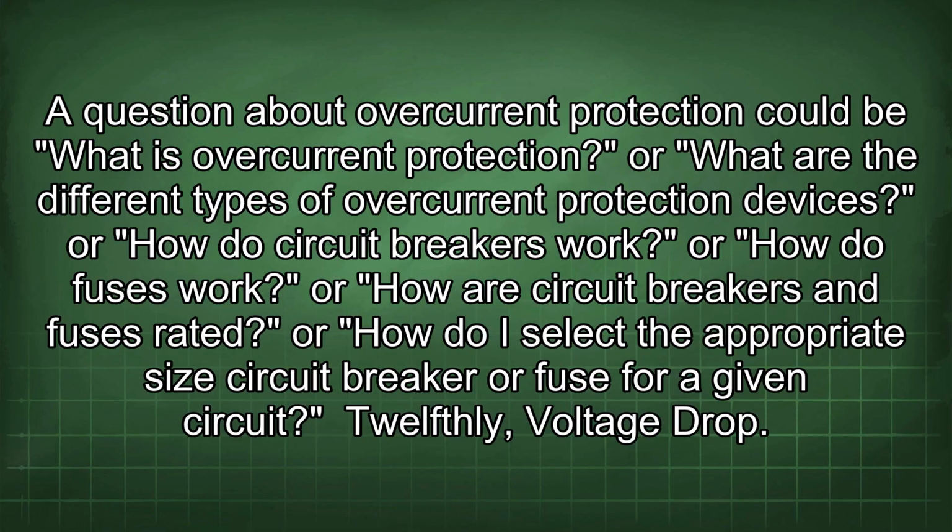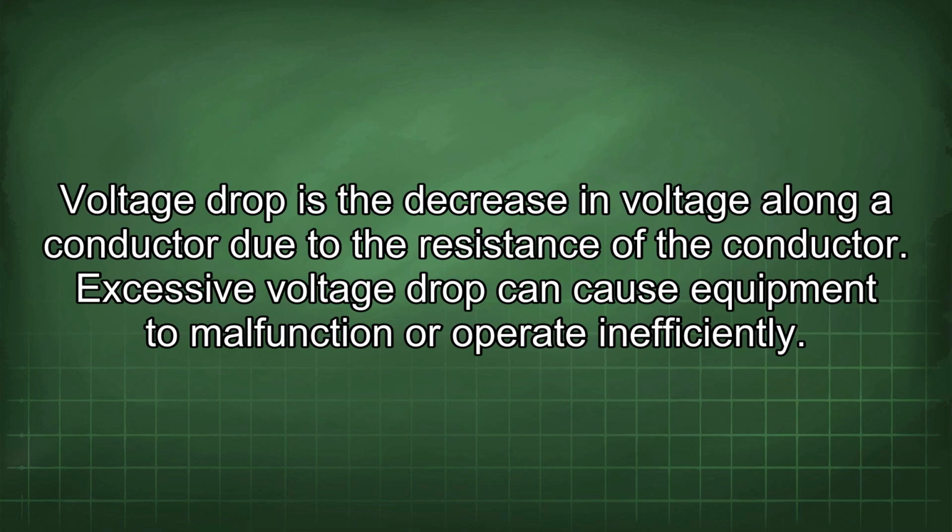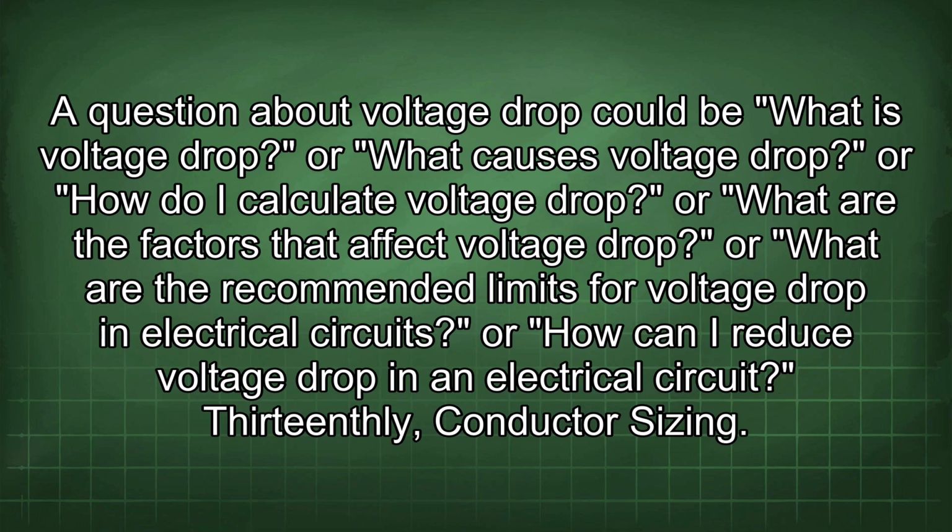12th, voltage drop. Voltage drop is the decrease in voltage along a conductor due to the resistance of the conductor. Excessive voltage drop can cause equipment to malfunction or operate inefficiently. A question about voltage drop could be what is voltage drop, or what causes voltage drop, or how do I calculate voltage drop, or what are the factors that affect voltage drop, or what are the recommended limits for voltage drop in electrical circuits, or how can I reduce voltage drop in an electrical circuit.